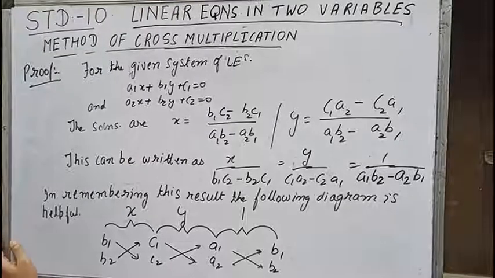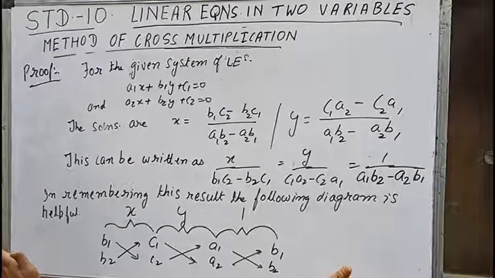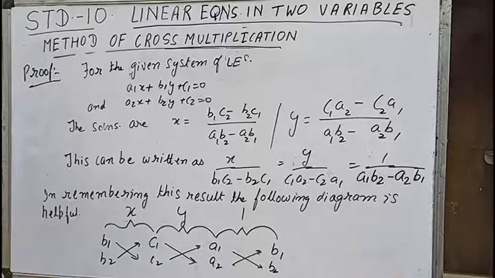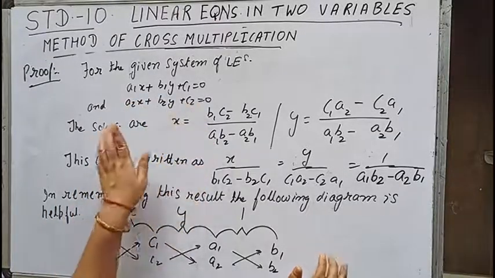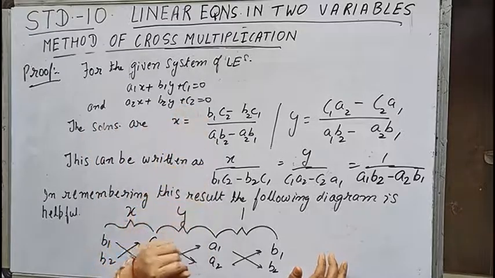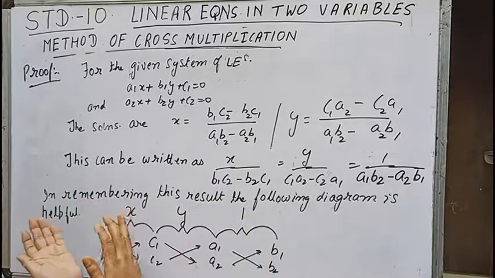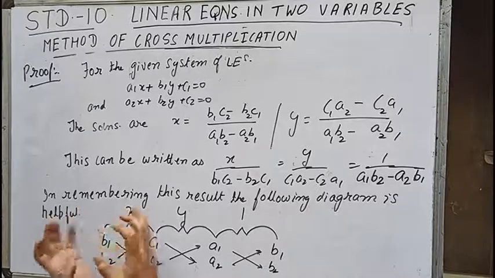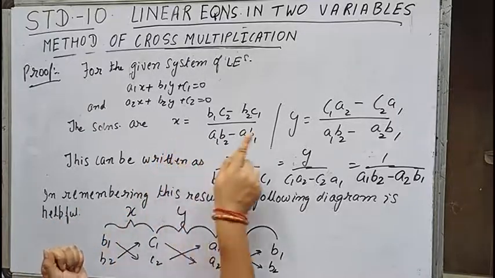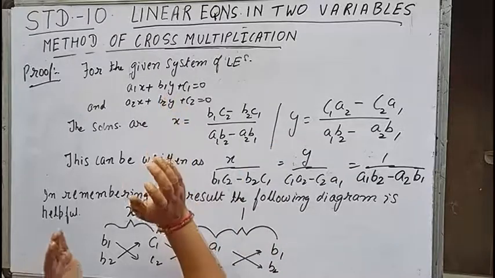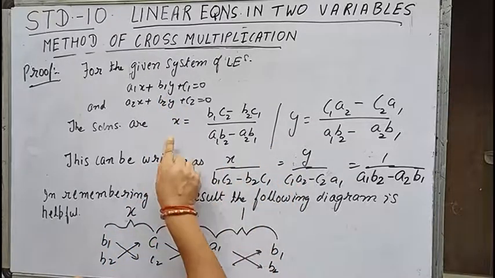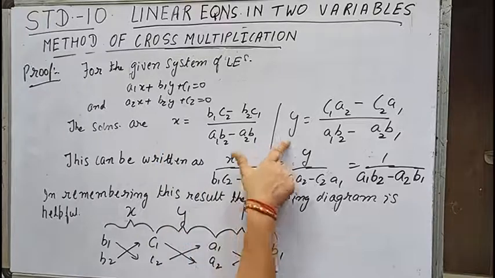So children, we were discussing the method of cross multiplication. For the given system of linear equations a1x plus b1y plus c1 equal to 0 and a2x plus b2y plus c2 equal to 0, by cross multiplication we derived the result, or we got the values of the variables x and y. That is, we solved the system of two linear equations by the elimination method and got the values of x and y as this one.